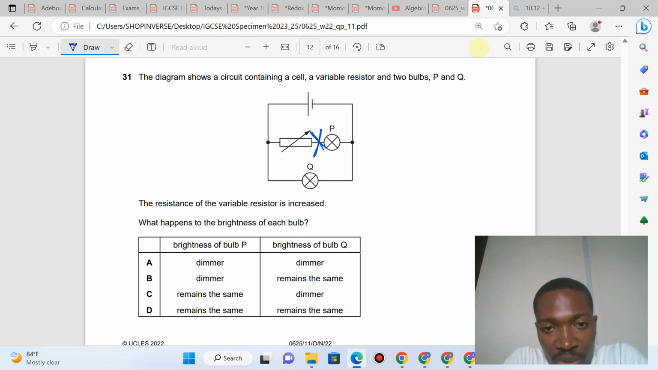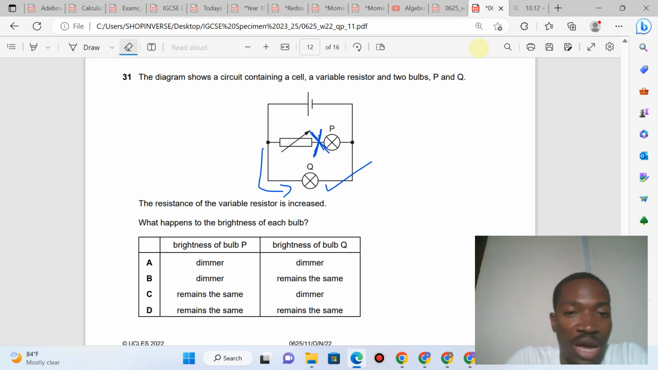And what is the effect of that? Since you are reducing the current flowing through P, that also means more current will flow through Q. So Q becomes brighter while P will become dimmer. Sorry, pardon me, the brightness of Q remains the same.